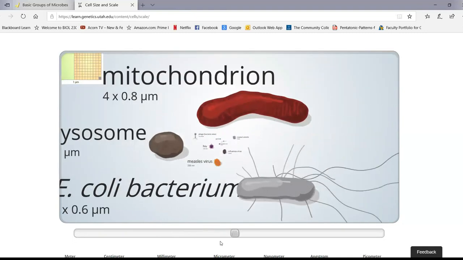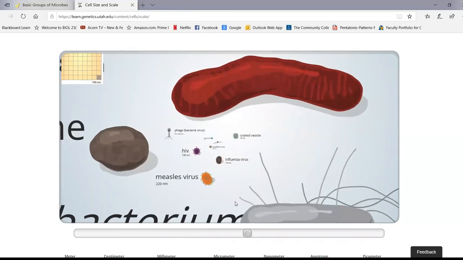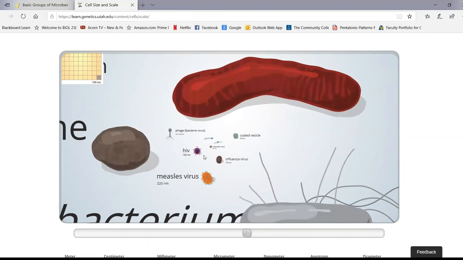And now we start getting into some viruses. There's the Measles virus compared to E. coli. The Influenza virus, HIV, and this is a virus that infects bacteria called a coliphage, and this happens to be a virus that infects E. coli. So notice just like E. coli looks kind of like a dot on a human cell, a virus looks like a small dot basically on a bacterium in terms of size comparison.